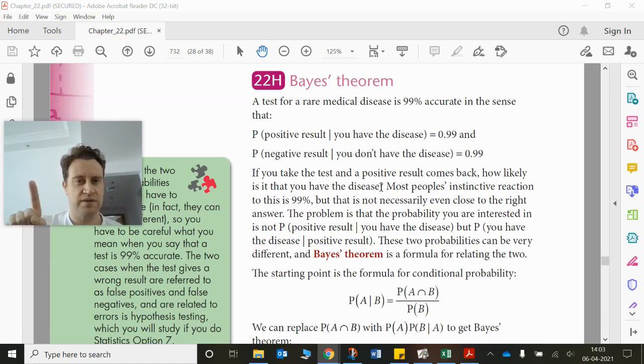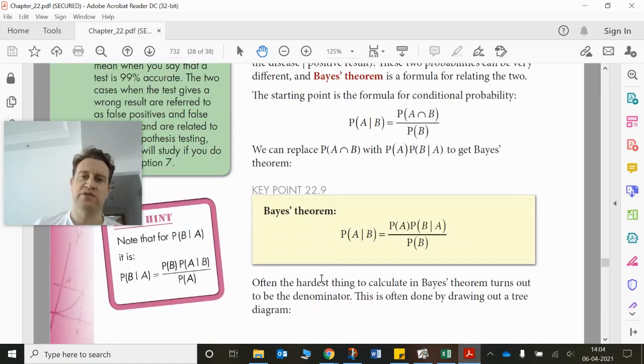Now, this is where Bayes' theorem comes in, and that big tree diagram can come in as well, and we can switch around our conditional probabilities. Now, as they say here, the probability you're interested in is the probability that you have the disease given the positive result, not the probability of a positive result given that you have the disease. These two probabilities can be very different. That's quite tricky to get your head around, I think.